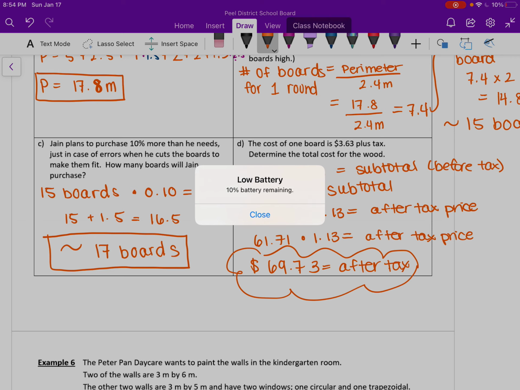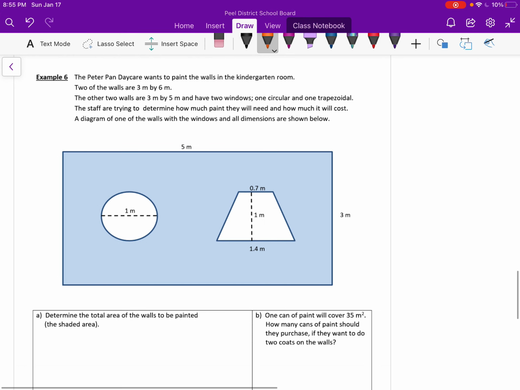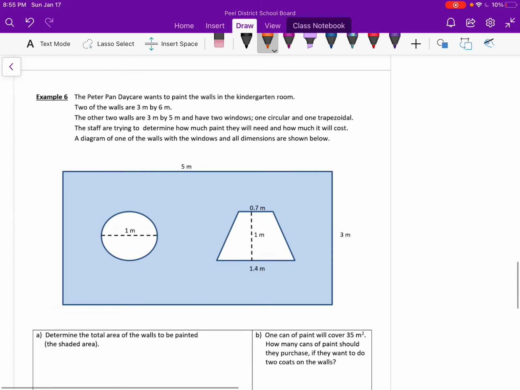Just moving on. My battery's going to run out soon, so thankfully this is our last example. Again, one of those, okay, now I got to think about this example, right?